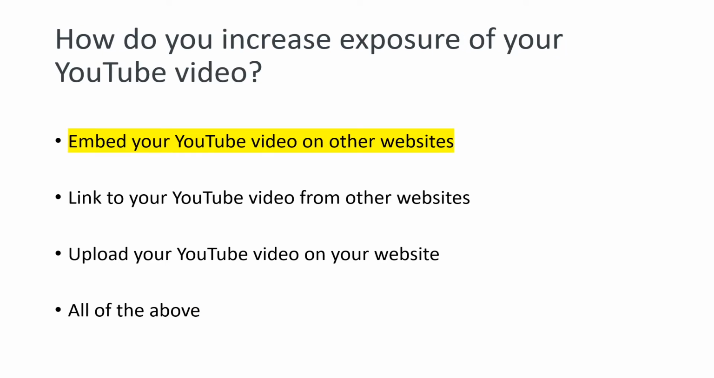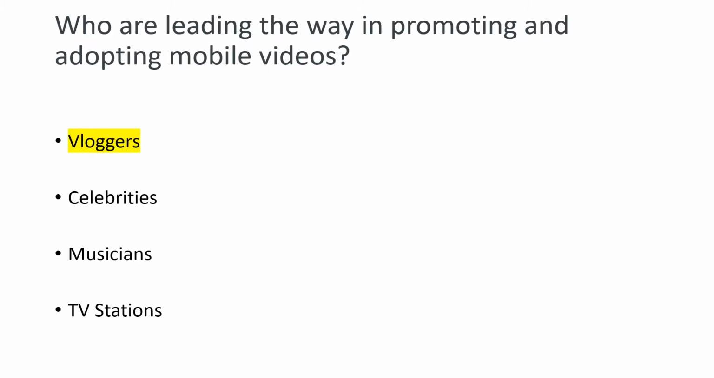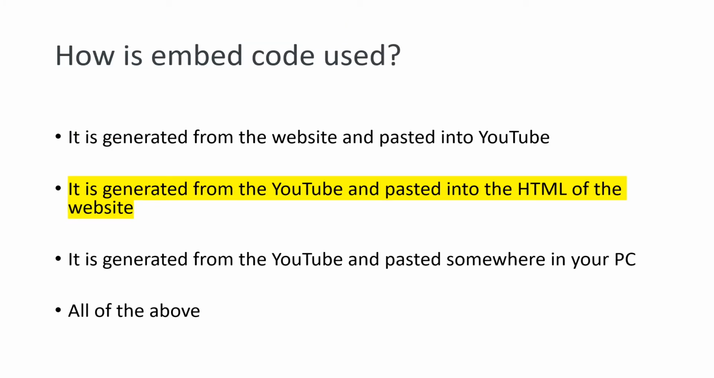104. How do you increase exposure of your YouTube video? Embed your YouTube video on other websites. 105. What is the most effective way of developing a content strategy for your video marketing? Discover what your target audience is searching for on YouTube and create content that answers these queries. 106. Who are leading the way in promoting and adopting mobile videos? Vloggers. 107. How is embed code used? It is generated from the YouTube and pasted into the HTML of the website.